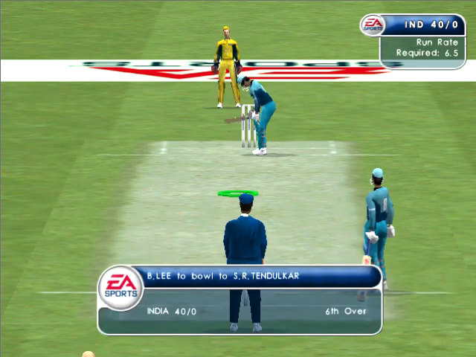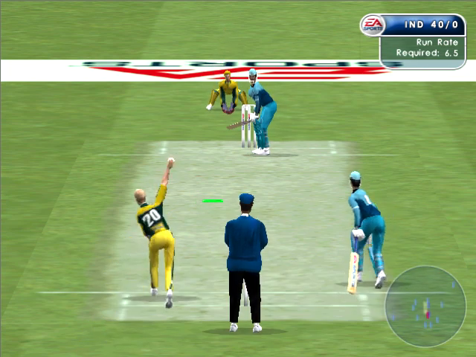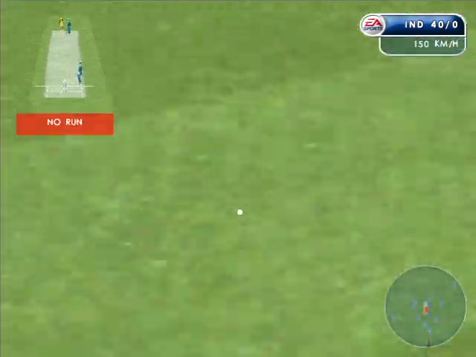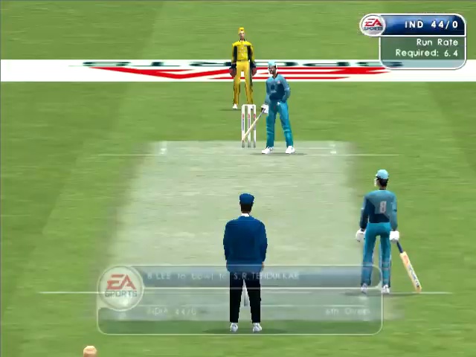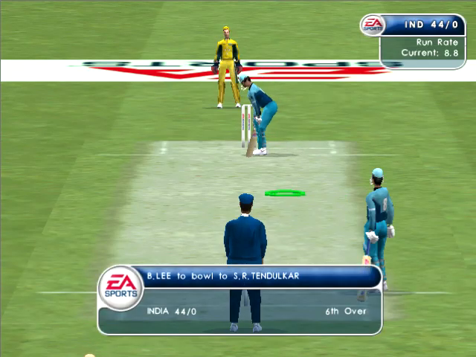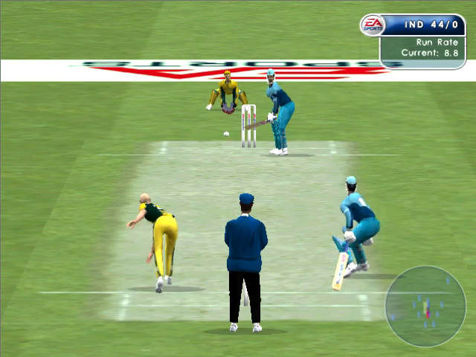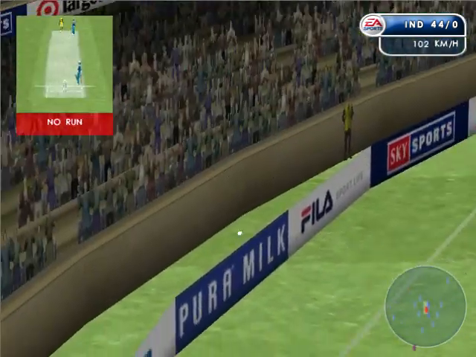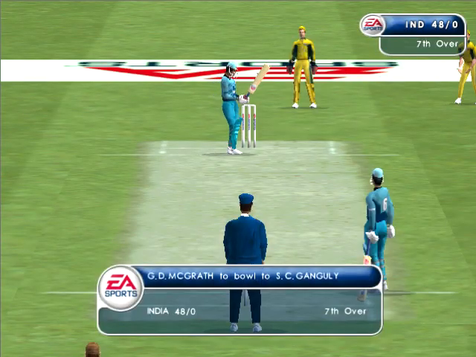Lee continues. That's gone high in the air. And that really was a super stroke. Well, that was a pretty poor delivery. It just sat up and asked to be smashed. Tendulkar has moved into the 20s and is starting to look far more relaxed.